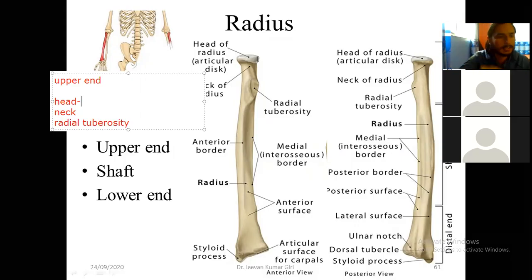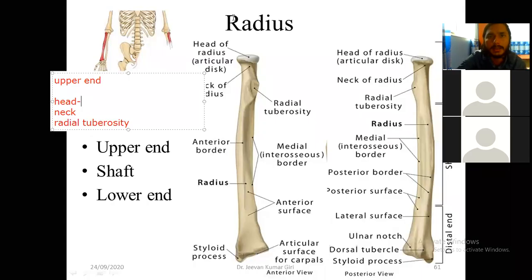If you take a disc, suppose this watch, the head is like this. It has a disc shape. Suppose this is the head of the radius. This is the superior surface of the head, and this margin of the disc is the circumference of the head. The superior surface of the head is articular, and the circumference of the head is also articular.